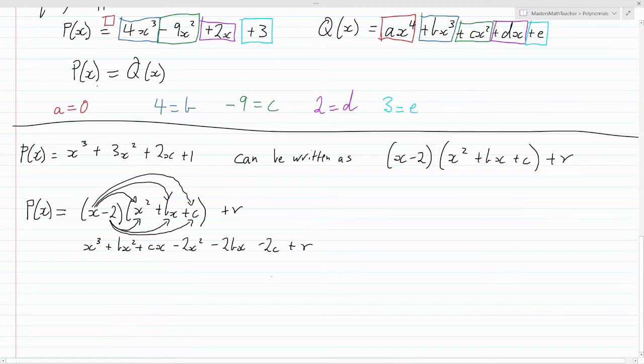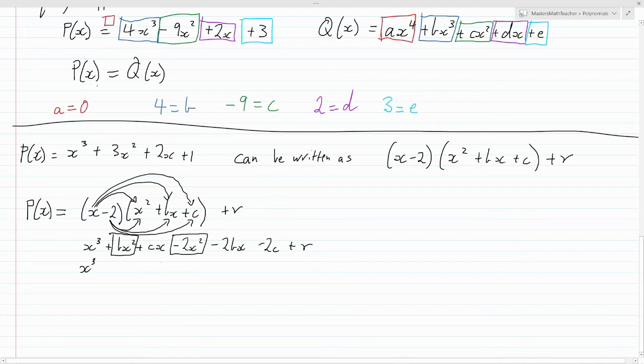Now there's one more thing we have to do again before we equate the coefficients, and that's group the like terms here. So we're going to look at the x cubes. There's only one x cubed, so that's fine. x cubed is by itself. What about our x squareds? We've got bx squared, take 2x squared.